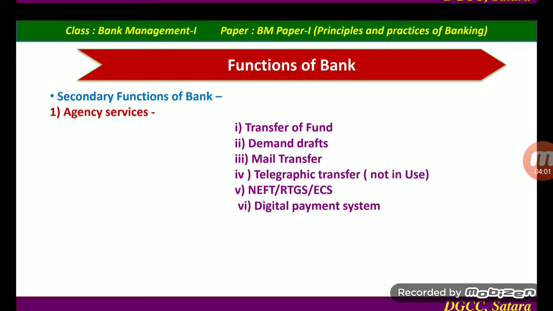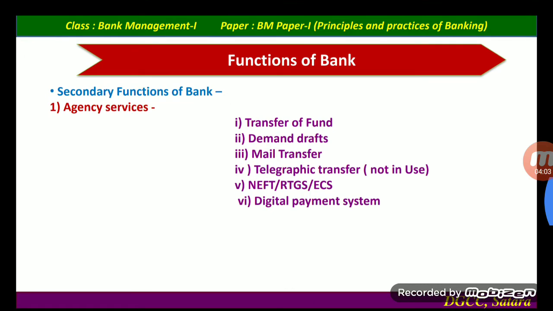So let us discuss today the secondary functions of bank. Secondary functions include, first, agency services. What are the agency services? Agency services means functions the bank performs as an agent. The modern bank acts as a special agent of its customer and performs a number of functions on behalf of customers. Number one is transfer of fund. The bank helps its customer in transferring funds from one place to another.